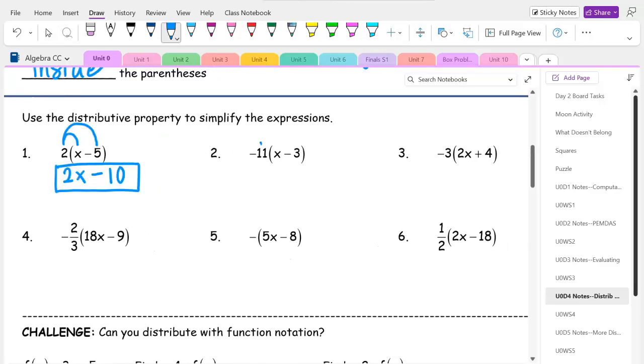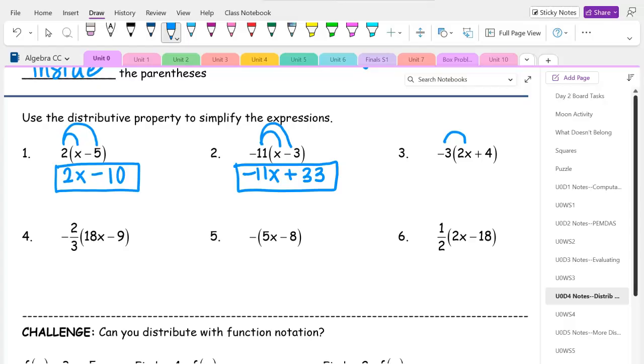Let's try it again. Take your number on the outside, multiply. Negative 11 times x is just going to be negative 11x. And then this is negative 11 times a negative 3. Negative 11 times negative 3 is a positive 33. And this is our answer. So I want you to notice it doesn't matter if it starts as a minus in the parentheses. It's whatever you end up getting when you multiply, that's the sign you're going to put. So you had a negative times a negative, that's why this is now a plus.